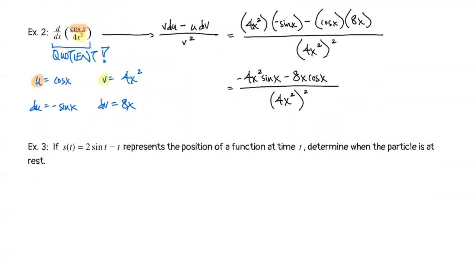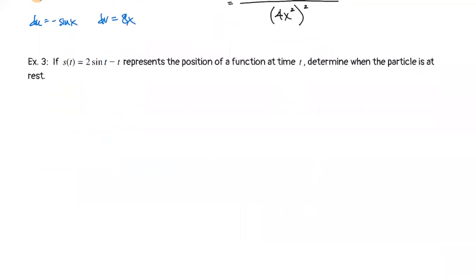All right. Let's take a look at a problem that ties in 3.4. So let's talk about how position might be defined by some trig functions, and how we apply what we learned in 3.4 with these new rules that we're learning right now. Okay. So it says if S of t is 2 sine t minus t, this is our position function. That represents the position of a particle at time t.